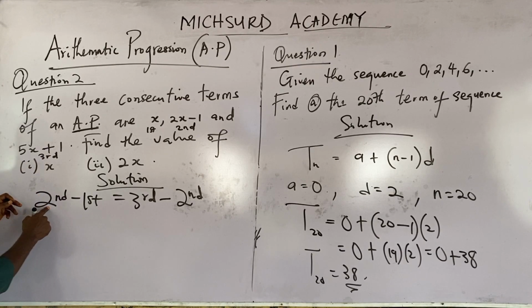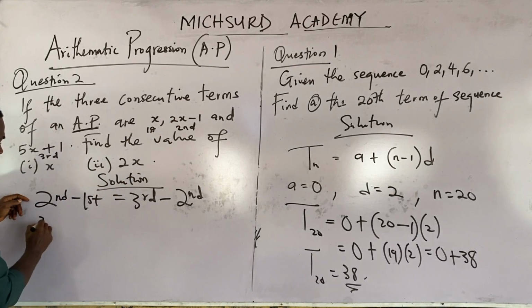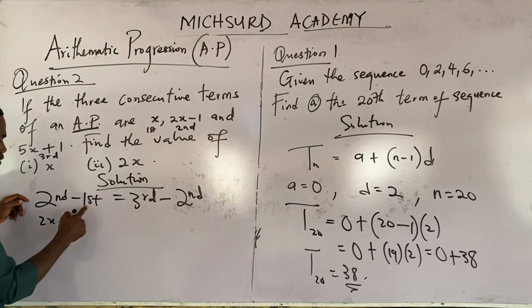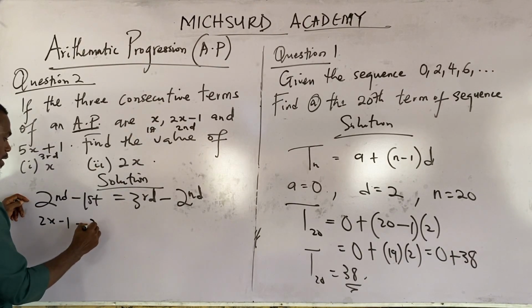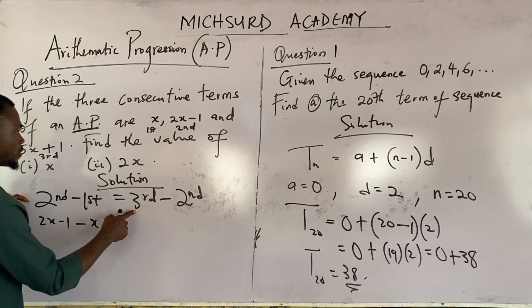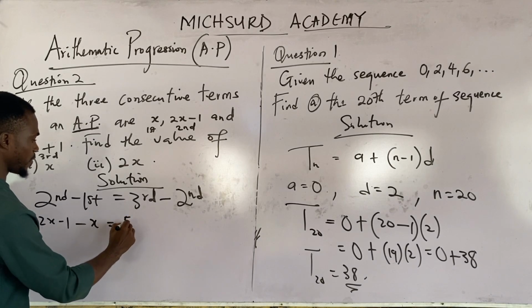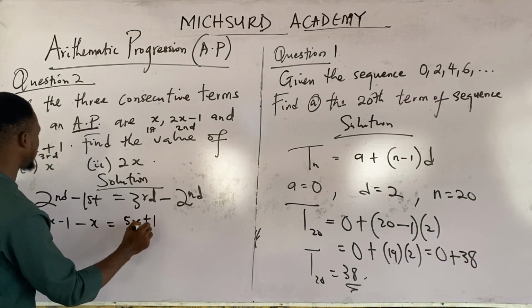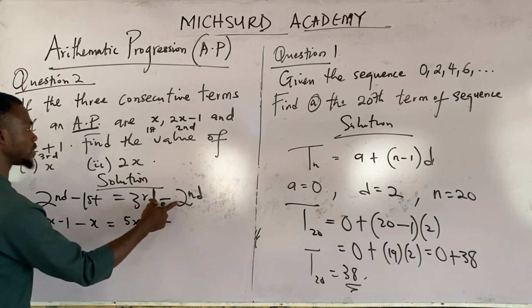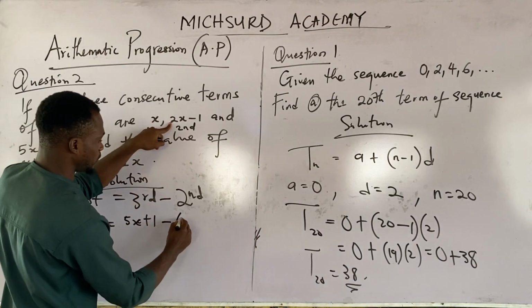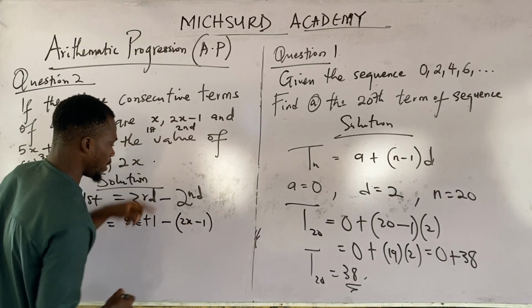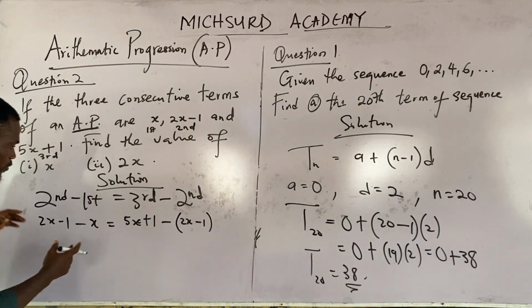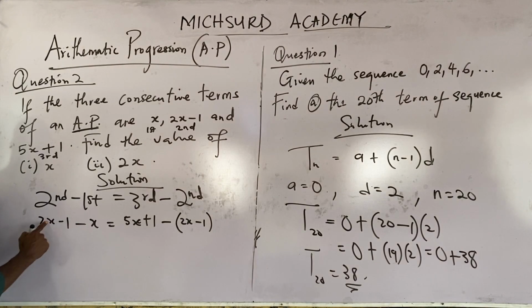So for the second term, we have 2x minus 1, then minus the first term, which is x. So this is equal to the third term, which is 5x plus 1, then minus the second term, which is 2x minus 1. Now, if we solve this, we see that 2x subtract x gives 1x. So this is x minus 1 remaining here.